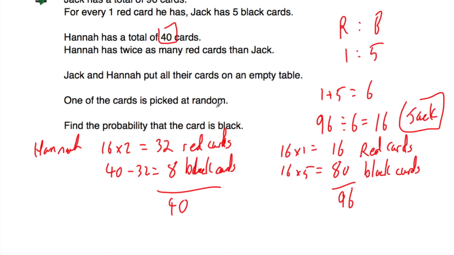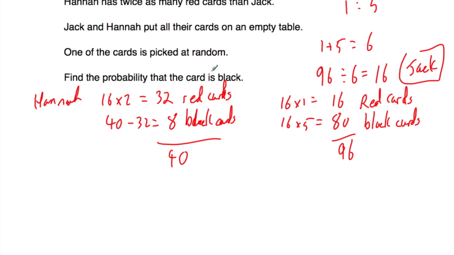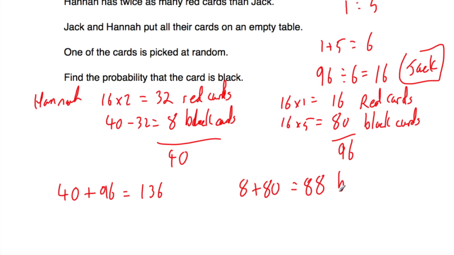Now we're told that all those cards are placed on an empty table, and one of them is picked at random, and we want to find the probability of a black. So let's find out how many cards there are altogether. That'll be 40 plus 96, which is equal to 136. So there's 136 cards altogether. And let's work out how many black cards there are. We're going to do 8 plus 80, which is equal to 88. So there's 88 black cards.